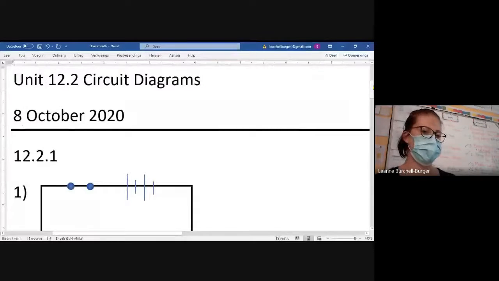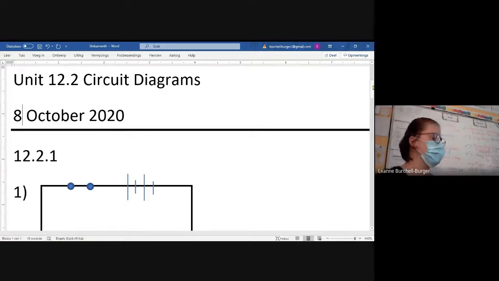We're doing electric circuits and we're on page 113. I'm going to present your heading and what you need to do. We've already watched the video that I'm going to send, so we know how to draw an electric circuit. We're looking at unit 12.2, which is circuit diagrams, and we're looking at activity 12.2.1.